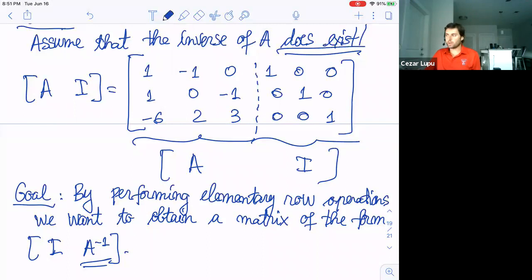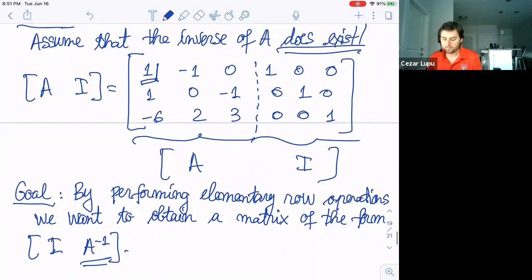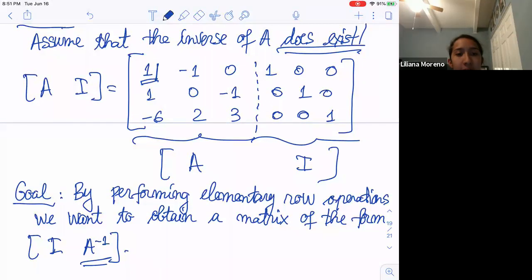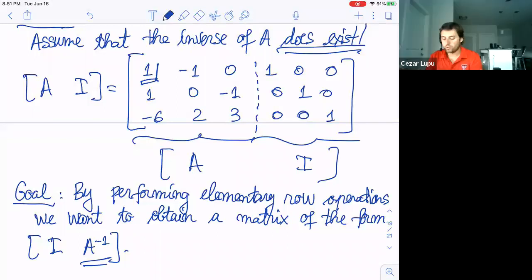So let's do it. Okay, what operations would you suggest? So my first goal is, this is the leading one here, right? I want the one underneath that leading one to transform into 0. So what kind of operations would you suggest? Multiply row 1 by -1 and then add it to R2 to obtain a new R2. So let's do this.